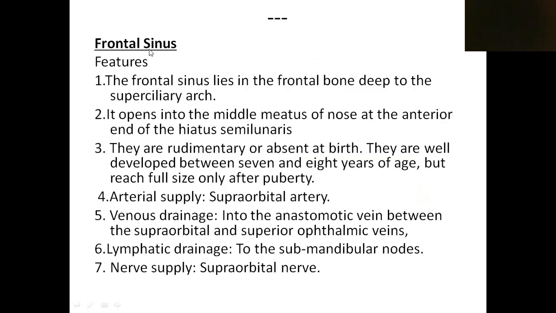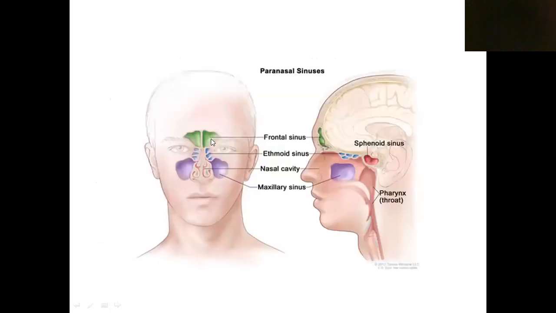First one, frontal sinus. Frontal sinus is seen inside the frontal bone, deep to the superciliary arch. See here we are having a ridge corresponding to the eyebrow. Where we are having a ridge in the skull, it is known as the superciliary arch. So deep to the superciliary arch there comes this sinus. That is the location of the sinus. We have to break the superciliary arch to see this cavity.